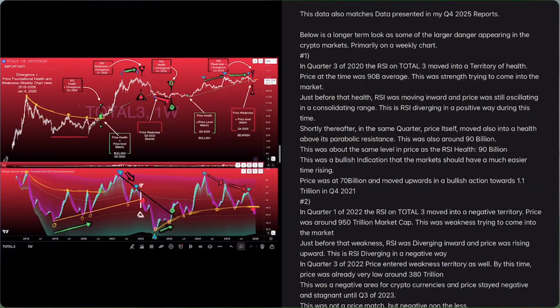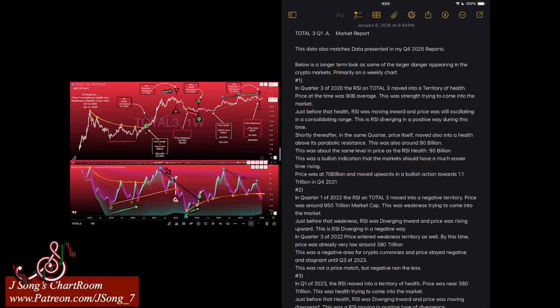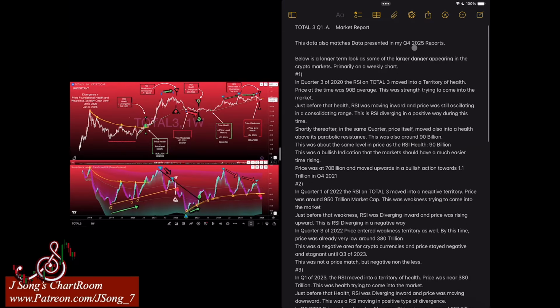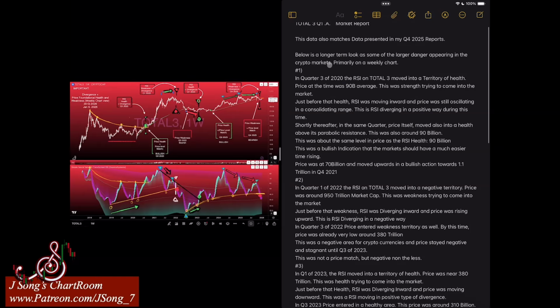Now, I wrote this and I said: Q3 market report. This data also matches data presented in my Q4 2025 report. Below is a longer-term look at some of the larger dangers appearing in the crypto markets, primarily on the weekly chart.